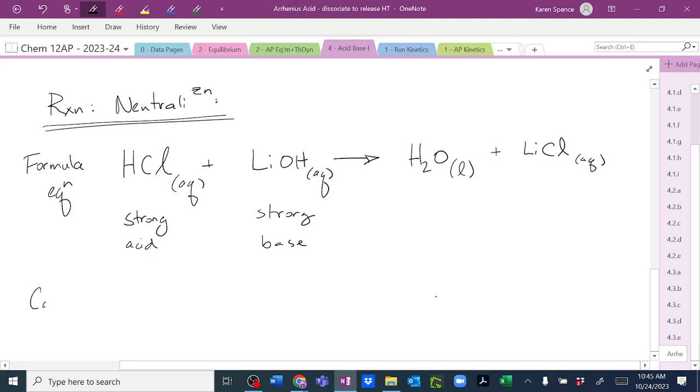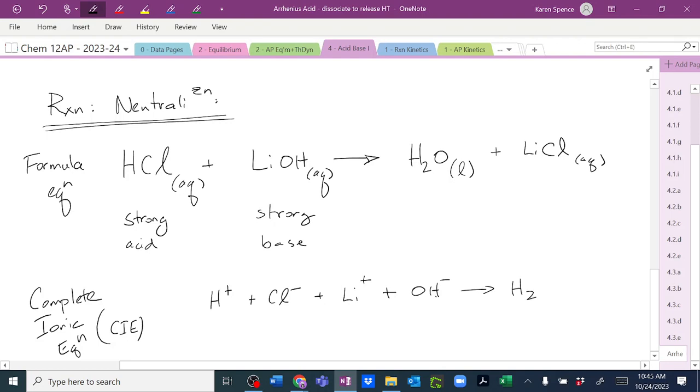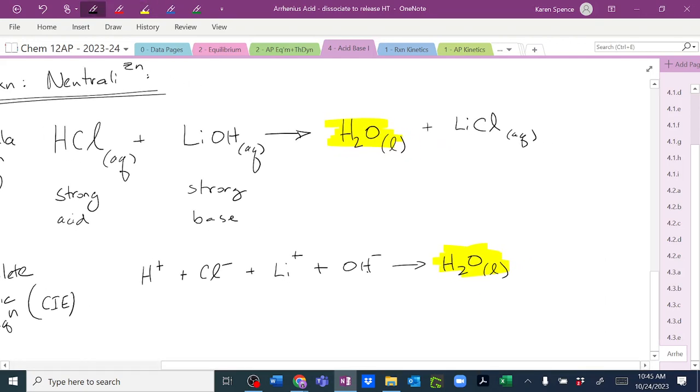What is our complete ionic equation, our CIE? H plus Cl minus plus Li plus OH minus, Li needs a plus sign, goes to H2O. I'm not separating them to H and OH. You're right, I'm not. Good. That stays together. Okay, and then our other products are Li plus Cl minus aqueous. Everything's aqueous except for the water, yes?